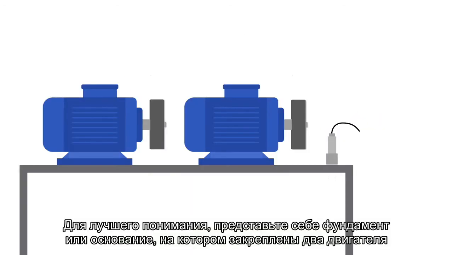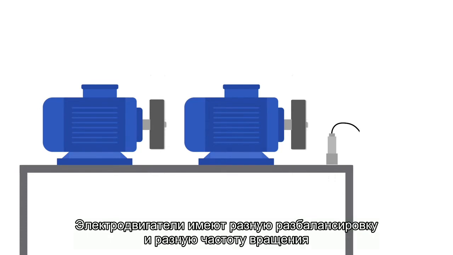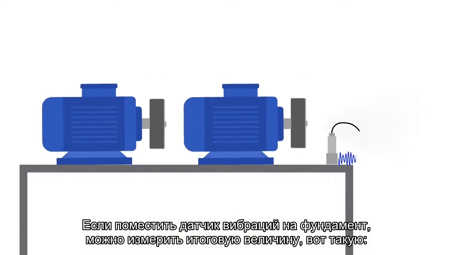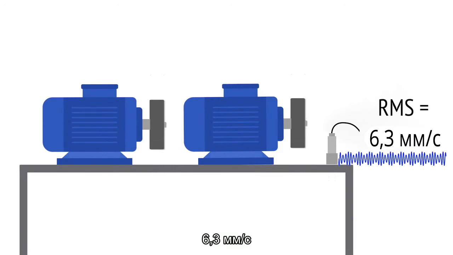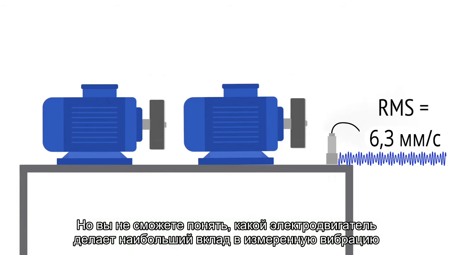For better understanding, imagine a foundation or frame with 2 motors mounted on it. The motors have different unbalance and different speed values. If you put the vibration sensor on the foundation, you can measure the overall value like this: 6.3 millimeters per second. But you are not able to distinguish which motor is causing most of the measured vibration.